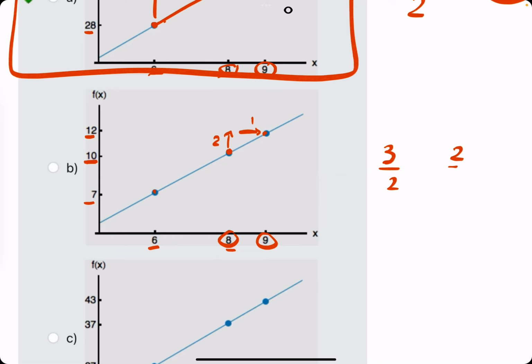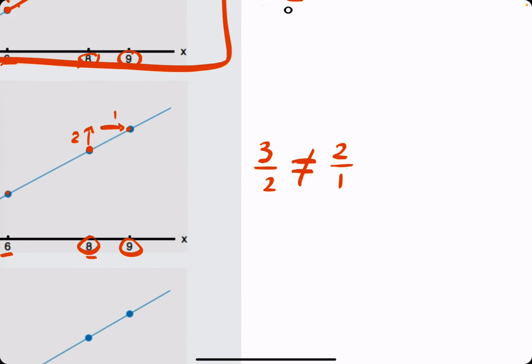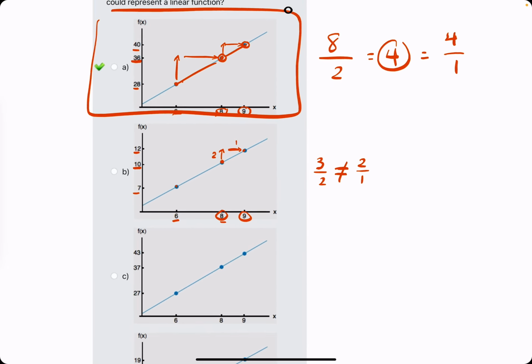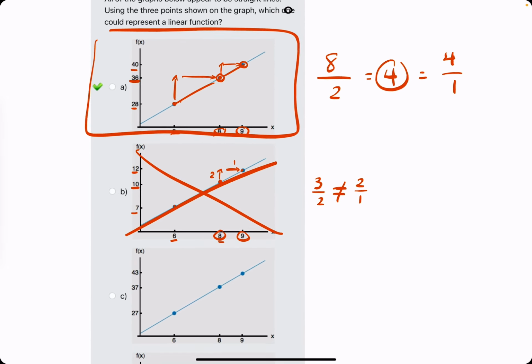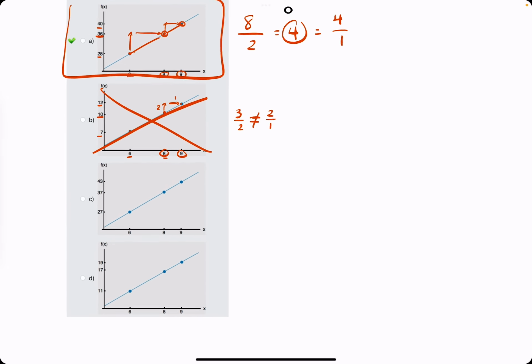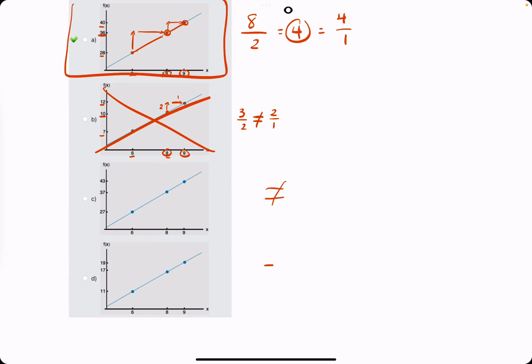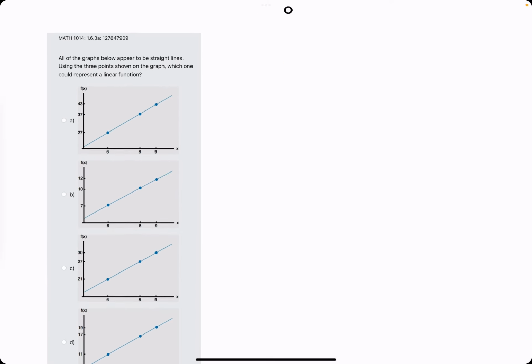So 2 over 1. So it turns out that 3 over 2 is 1.5, and 2 over 1 is just 2. So 1.5 does not equal 2, or 3/2 does not equal 2 over 1. So that's why this graph does not represent a linear function. Okay, and so that same thing should happen for all these other ones. We would get two slopes that are not equal to one another. Okay, let's do one more example.